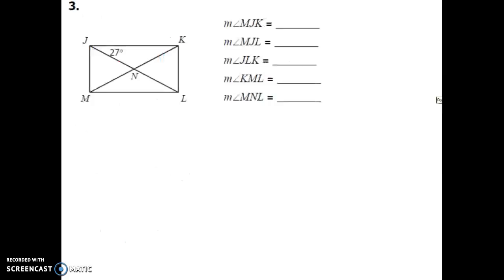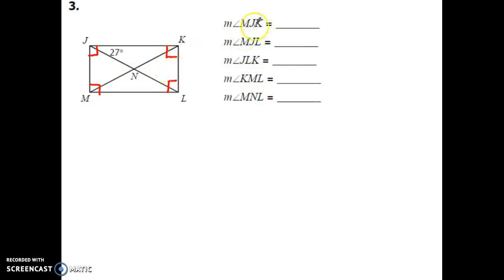So number 2 is all about angles, and we are looking at a rectangle. If I were you, I would just go ahead and draw in my 90-degree angles every time I do a rectangle. That way I could just keep that in mind while I'm doing these.